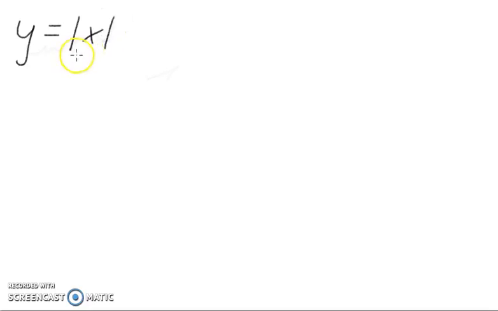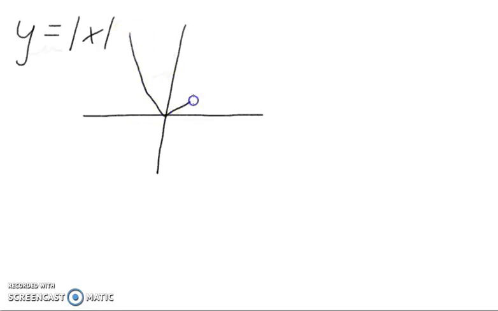And you have to understand that this graph is not straight at all. It's going to look like this. This is the basic graph of V. The reason being, if you were to substitute values in and graph them, when x equals 0, y equals 0, because the absolute value of 0 equals 0.